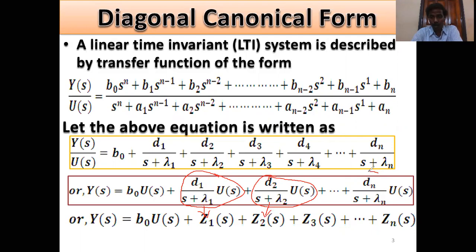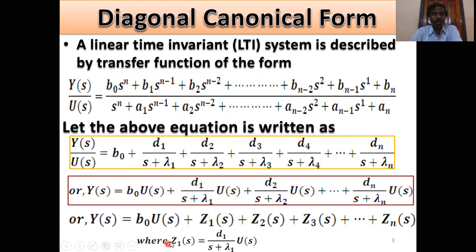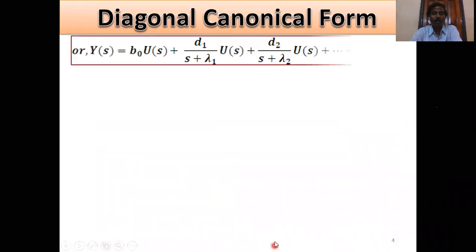Similarly, dn U(s) divided by (s plus lambda n) equals Zn(s). This is the form: d1 divided by (s plus lambda 1) whole into U(s) equals Z1(s). That means Z1(s) equals d1 into U(s) by (s plus lambda 1).